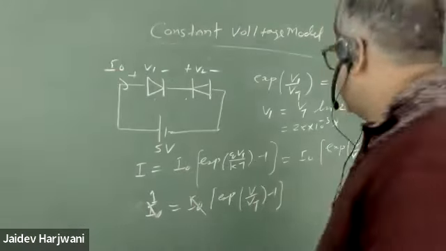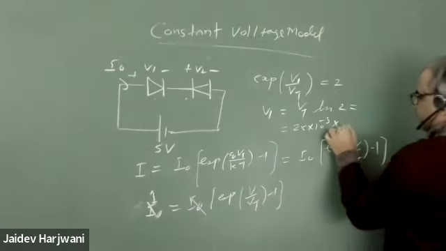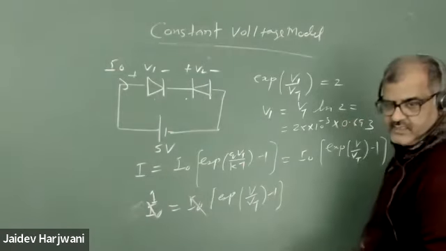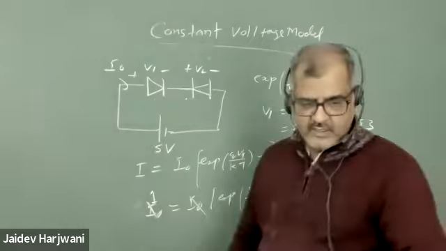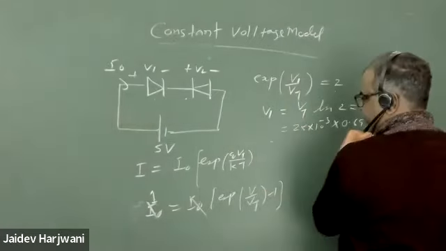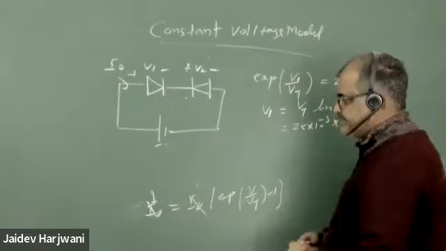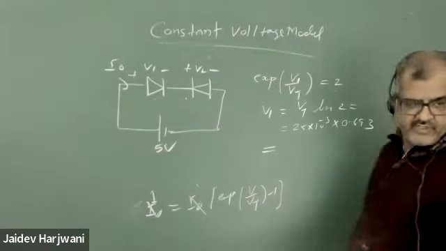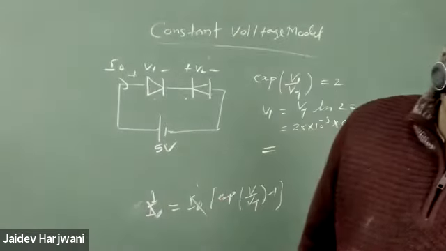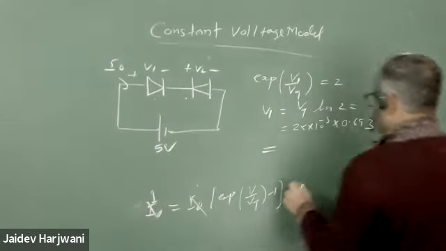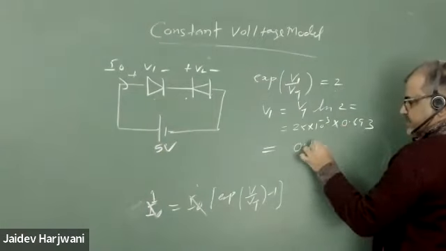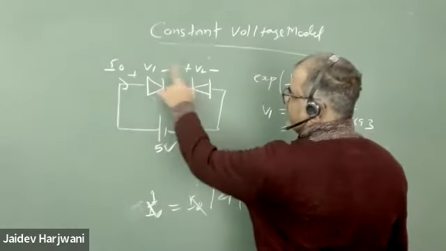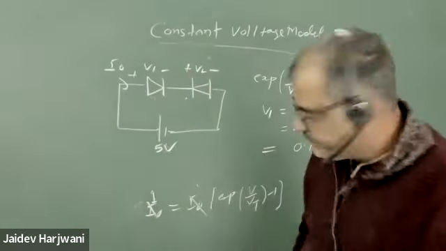0.693. Okay, so if you multiply this, you can get the value of V1. Multiplying this gives the value equal to how much? 0.173 volt. Okay. Now you know this V, you know this V1, so you can find V2.